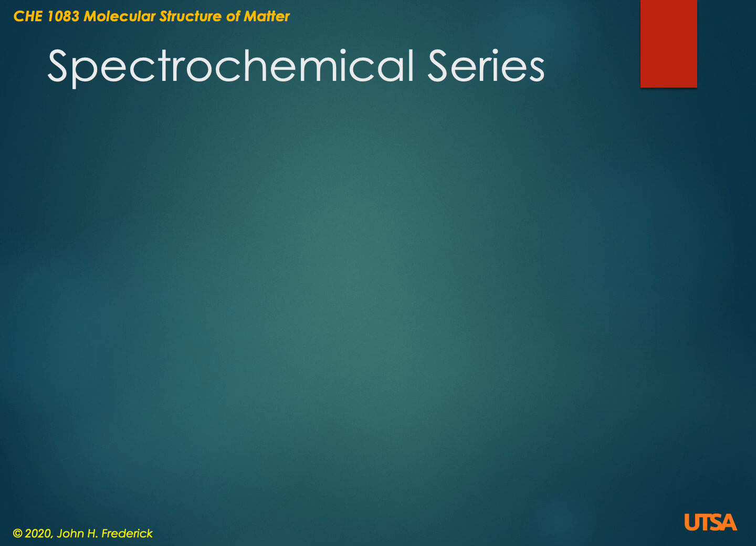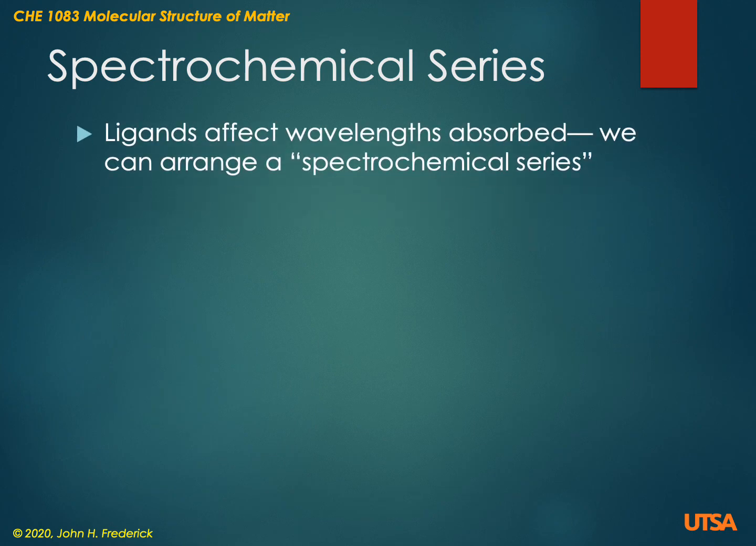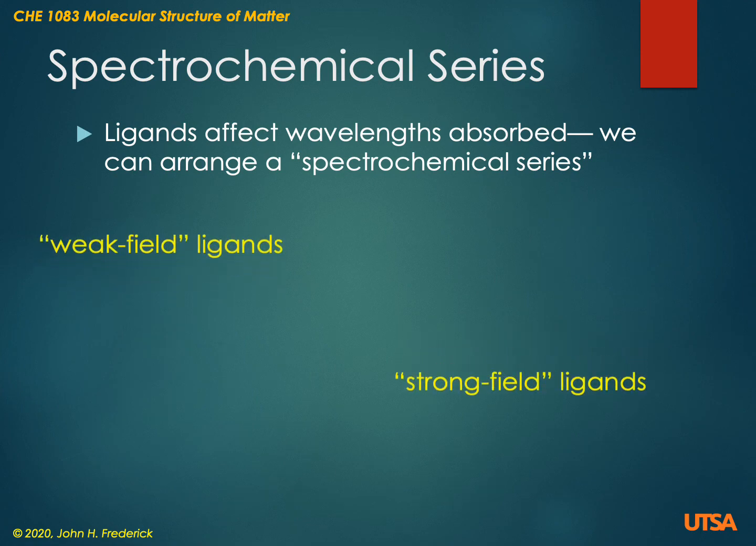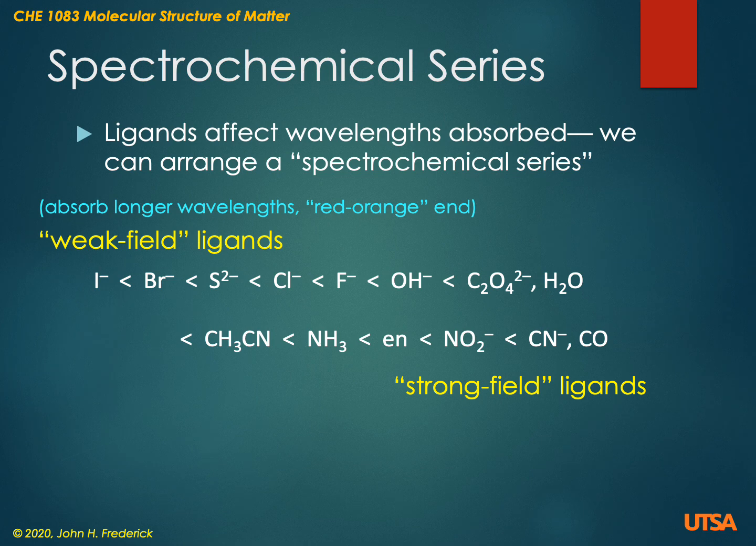Now, it's useful to introduce a concept known as the Spectrochemical Series, and it's related to how ligands affect the wavelengths absorbed. We can arrange these ligands basically according to how strong their effect is. An example of this is we have weak field ligands and strong field ligands, and the order in which they appear looks something like this. All right, you'll notice that iodide is at the far left end, so it is the weakest of the weak field ligands, and carbon monoxide is at the strong field end, so it is the strongest of the strong field ligands.